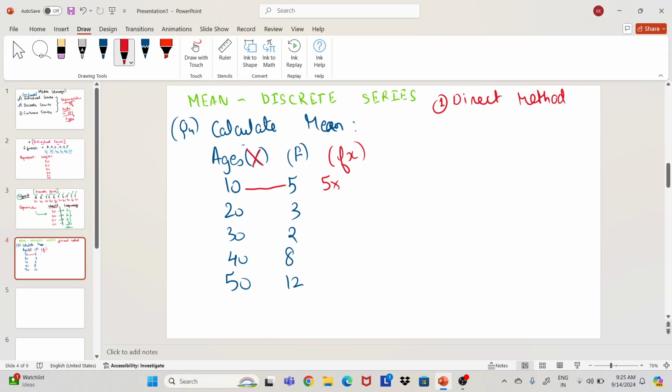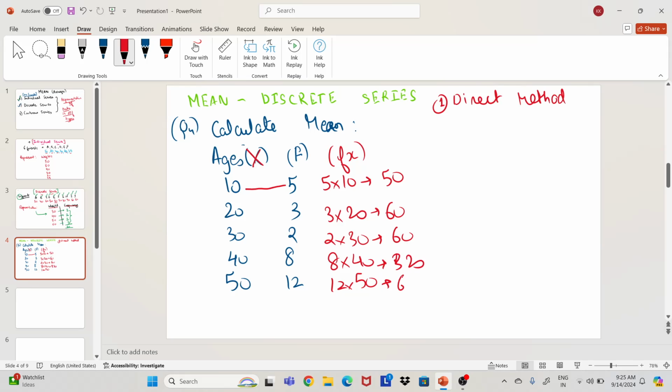So this is 5 into 10, this is 3 into 20, this is 2 into 30, this is 8 into 40, and this is 12 into 50. So it's pretty easy. This is 50, this is 60, this is 60 again, this is 320, and this is 600. So we have calculated fx. Now I'll write down the formula for direct method, how to calculate mean in direct method. So the formula is summation fx upon summation f.